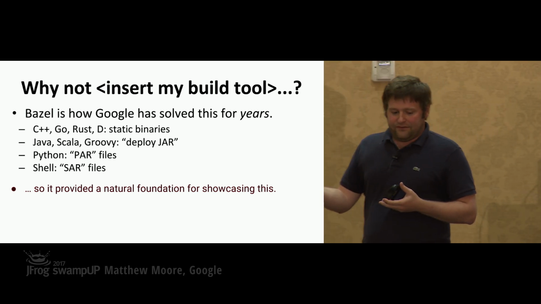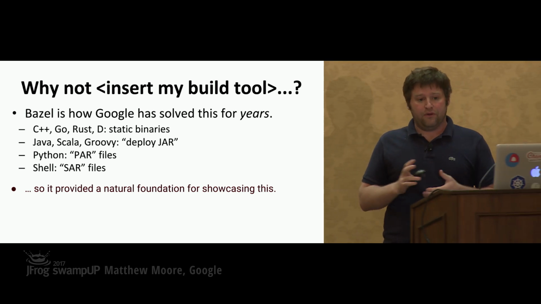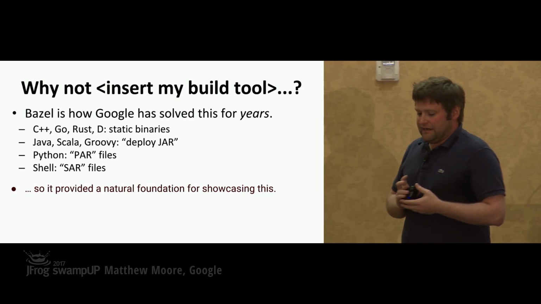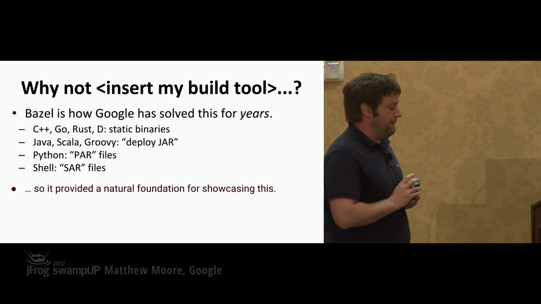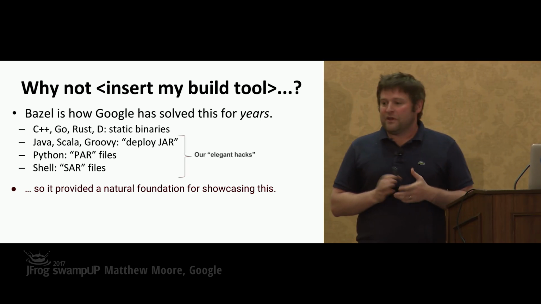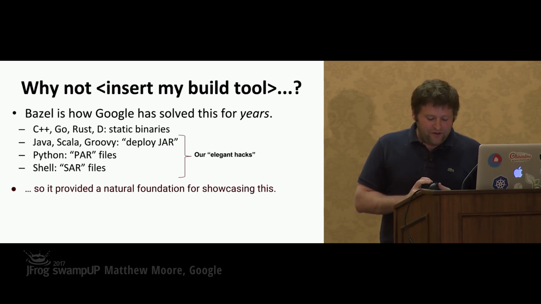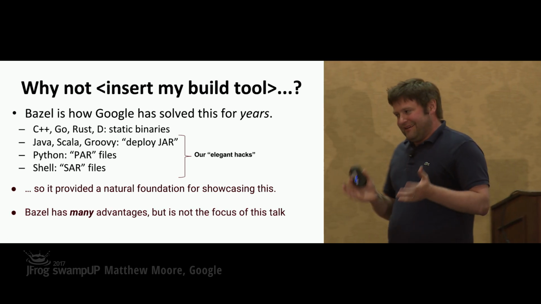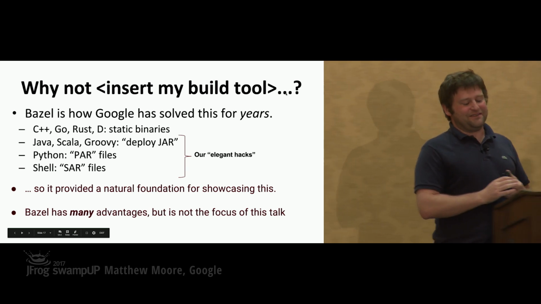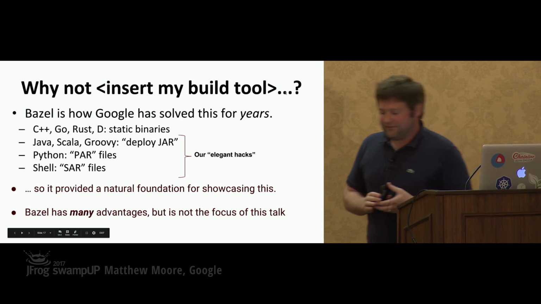Some of the ideas behind creating these distroless runtimes come from how we run this statically linked software in production, so Basil provided this nice foundation for showcasing this. And just because we kind of live in a glass house, these are our elegant hacks. So Basil has many advantages. I have drunk the Kool-Aid. But it is not intended to be the focus of this talk, so I'm happy to instill the virtues of it if you come see me afterwards.